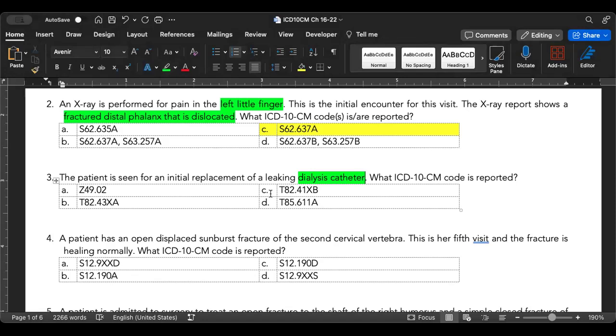And then you will go to, it's a mechanical complication, right? There's not an embolism or a hemorrhage or anything around the catheter. It's a mechanical complication because of the leakage. And then underneath mechanical, you'll go to leakage. And that gives us what?